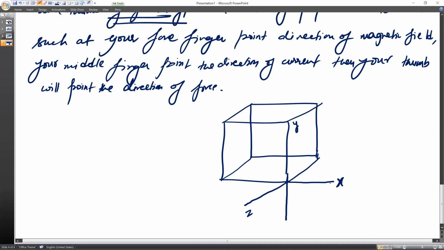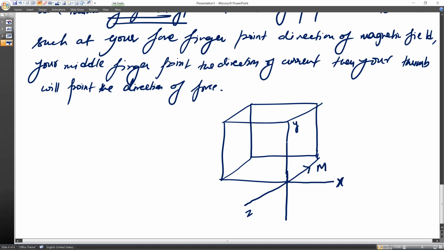Now, this is very simple. How can you represent this? It can be represented by a simple method, by using your Fleming left hand rule. I'm holding my left hand, forefinger, middle finger and thumb mutually perpendicular to each other, such that this is my forefinger and it is representing the magnetic field.